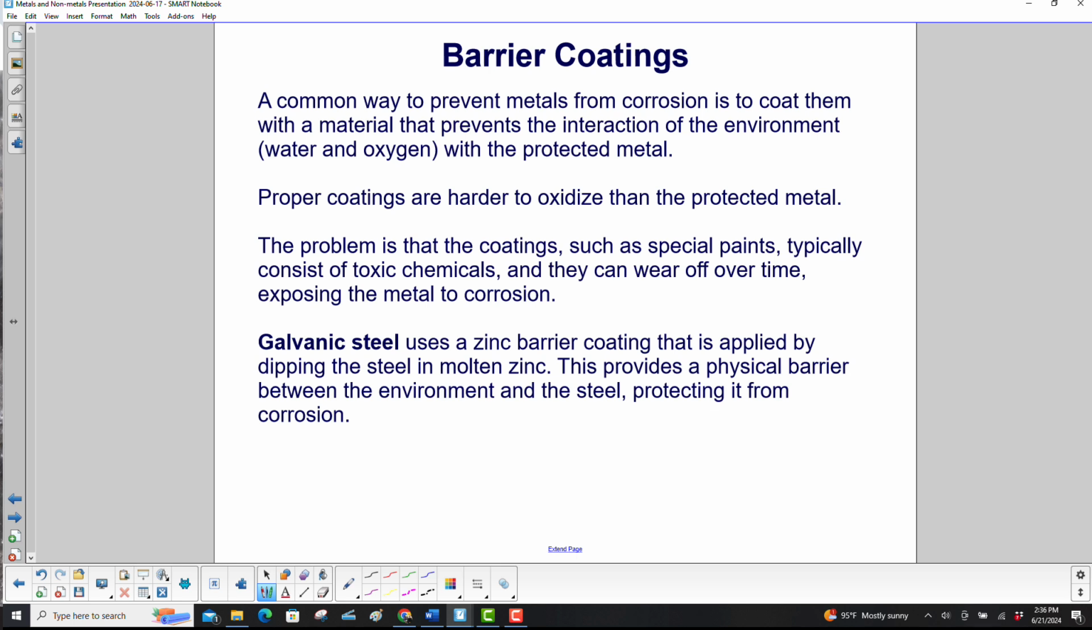The problem is that the coatings, such as special paints, typically consist of toxic chemicals and they can wear off over time, exposing the metal to corrosion. Galvanized steel uses a zinc barrier coating that is applied by dipping the steel in molten zinc. This provides a physical barrier between the environment and the steel, protecting it from corrosion.